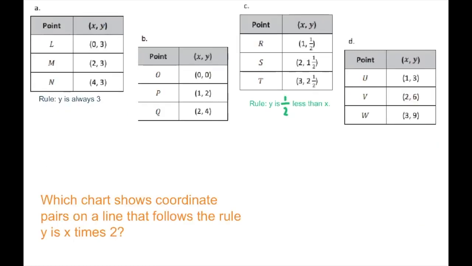So now we have established rules for both chart A and chart C. I want you to think, which chart shows coordinate pairs on a line that follows the rule y is x times 2? I want you to pause the video, look at both B and D, and figure out which chart follows that rule. Once you have found the chart, go ahead and press play to continue our learning. Great job. I bet you found that chart B was the winner. Looking at the relationship between the x and y coordinates, it follows the rule that y is x times 2.